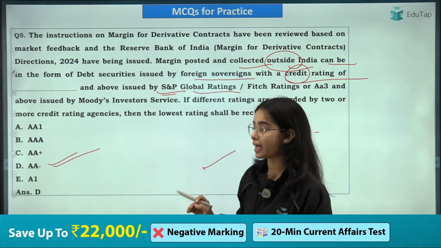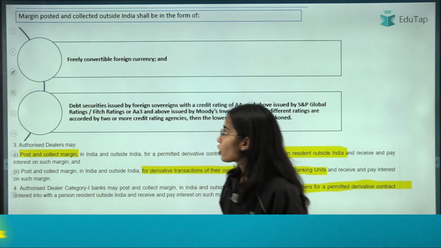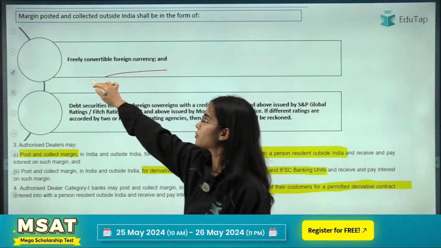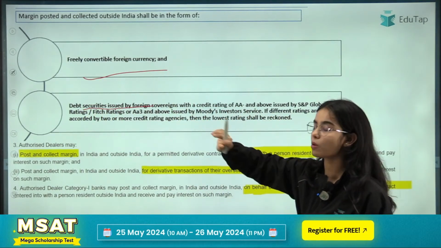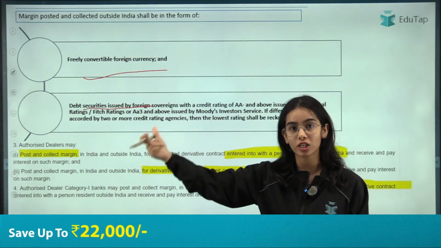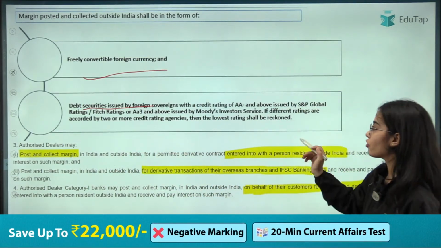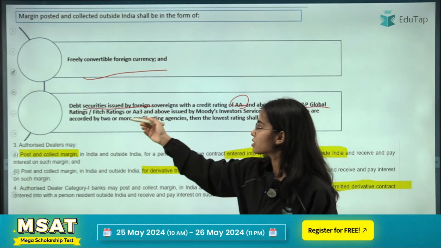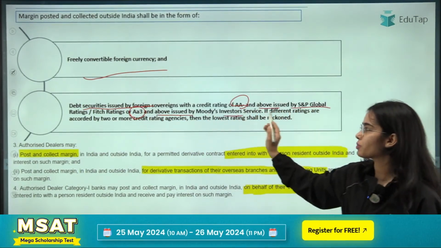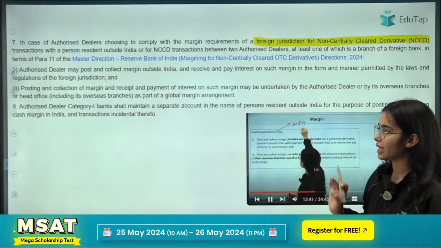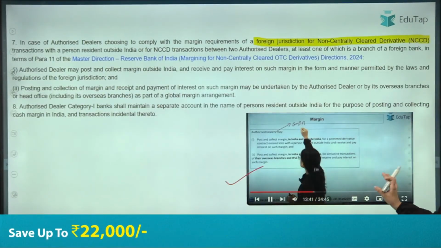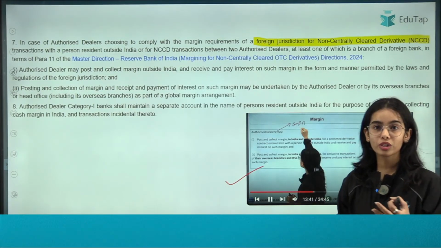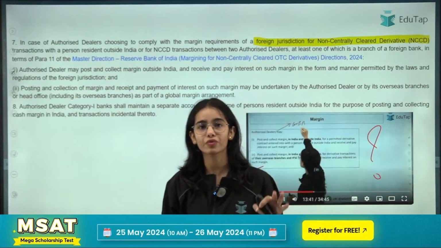It is A minus. So the margin posted and collected outside India shall be in the form of freely convertible foreign currency, or it can be in the form of debt securities issued by foreign governments that have the credit rating of A minus and above, issued by S&P Global or Fitch Ratings, or A3 and above, issued by Moody's Investors Service. So that is the basic idea. We have discussed all about this margin requirement, how it can happen, who can do the margin settlement and everything.